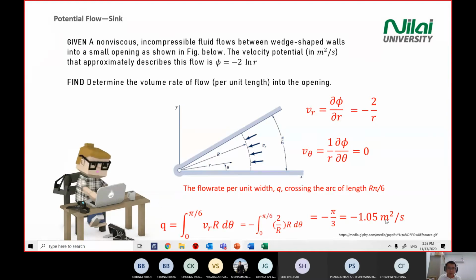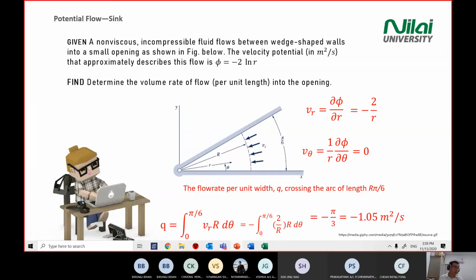A normal flow rate is in m cubed per second. However, we're looking at flow rate per unit width, so we take out one of the m dimensions. So we only have a small q, with units of m squared divided by s. This is the answer for the volume flow rate per unit length into the opening: negative 1.05 meters squared per second. So we have cleared question number 4.